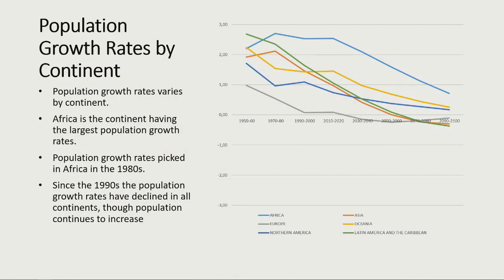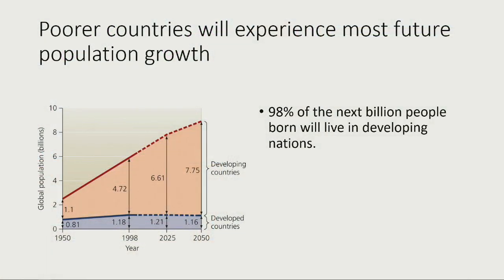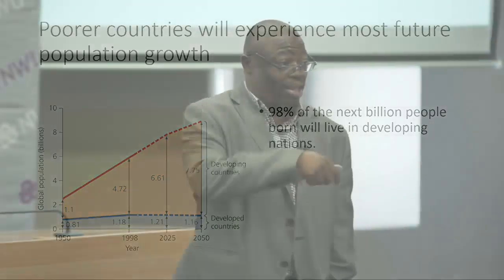If I may link to what we have been saying all along, it's basically saying if nothing is done, Africa will experience more challenges in future, population problems in future, and we have to consider some of these issues as far as socioeconomic planning is concerned. And to make things also worse, you basically find that nearly 98% of the next billion will be in developing nations. And quite a good chunk of that will basically be in Africa. So there's actually more work for us to do.